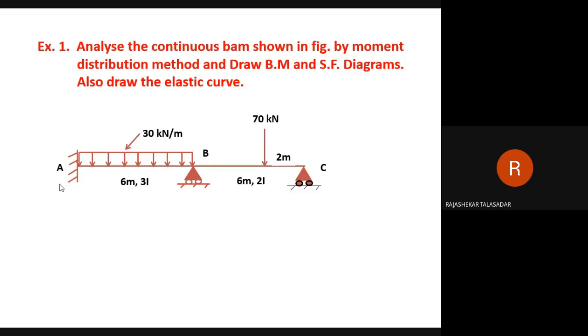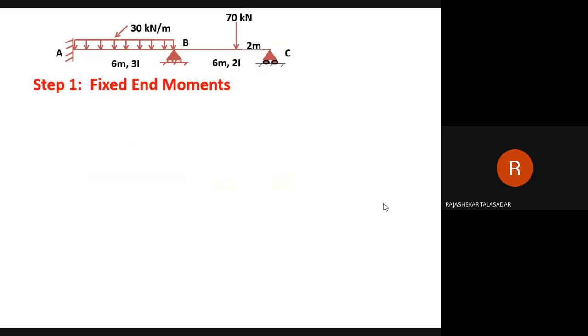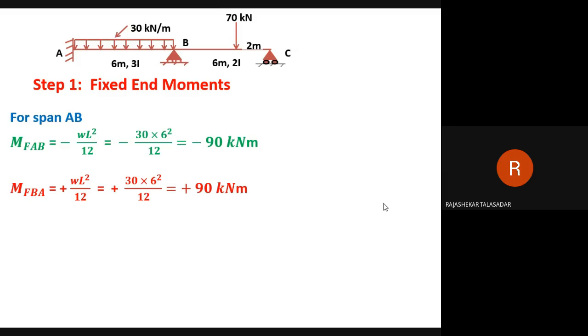Whereas in the previous problem, A was fixed and C was fixed, therefore MCB was also there, MAB was also there. Now look at this. First, as usual, you need to calculate fixed end moments. For span AB, MFAB is minus WL square by 12. If you substitute the values of W and L, you are going to get minus 90. Similarly, MFBA is plus 90. I'm not going to explain these in detail because you have already used the formulas for fixed end moments several times, even in slope deflection as well as moment distribution method.